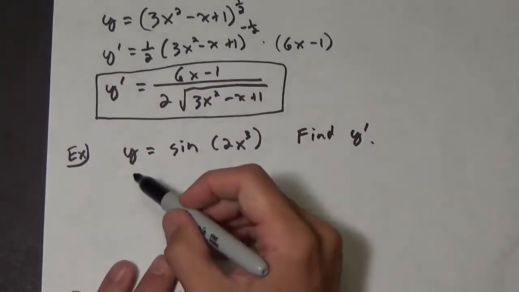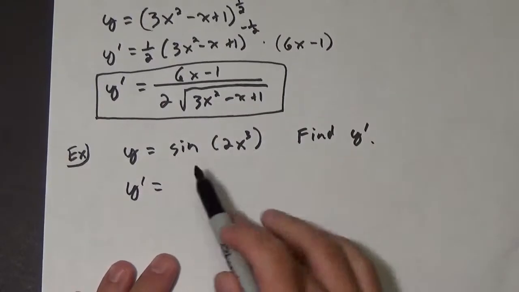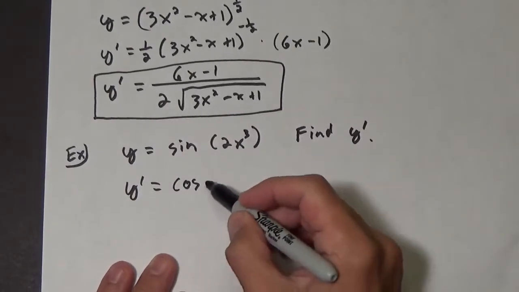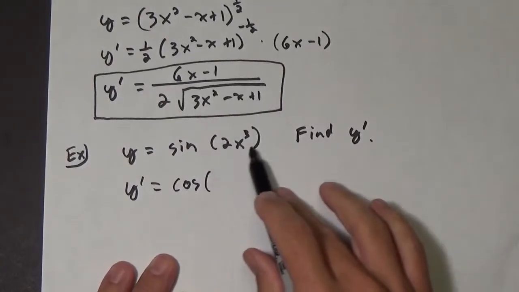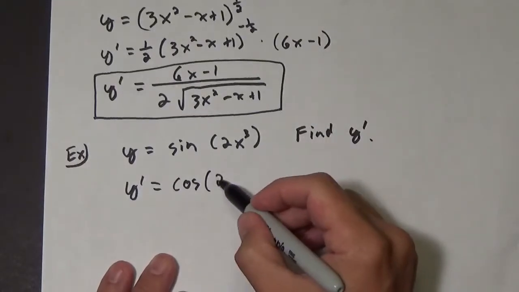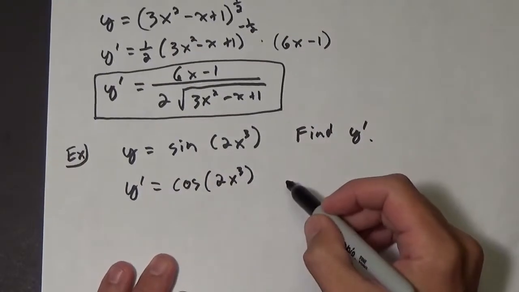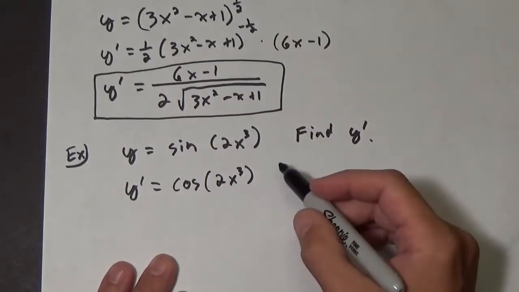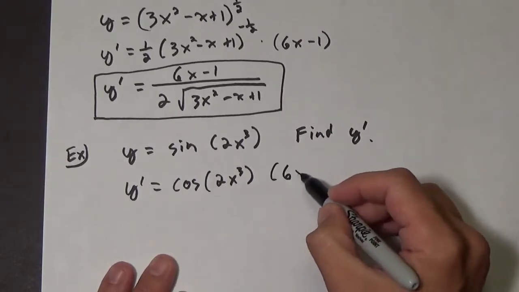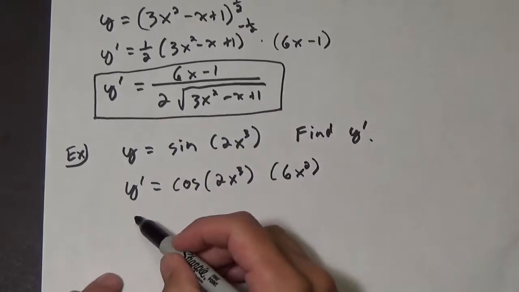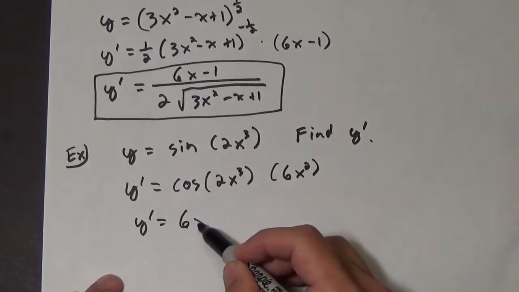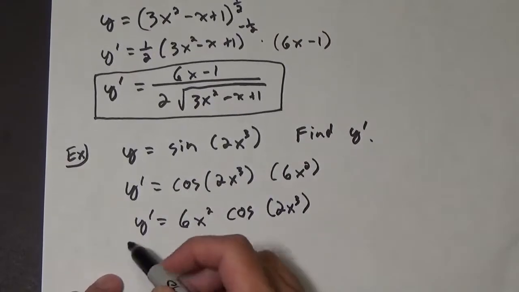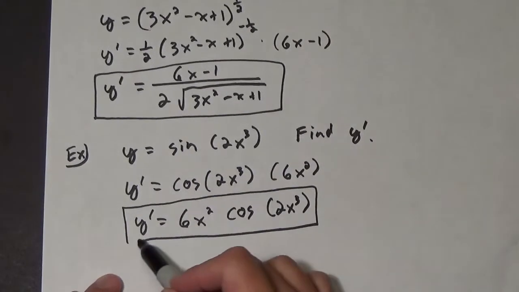So let's take the derivative of this. Y prime. So we take the derivative of the outside. So the derivative of the sine is the cosine. And when you take the derivative of the outside, it doesn't matter what's inside the function, just rewrite it again, 2x cubed. Then, once we take the derivative of the outside, we take the derivative of the inside, which is 6x squared. So we end up with y prime equals 6x squared times the cosine of 2x cubed. And that would be our final derivative.